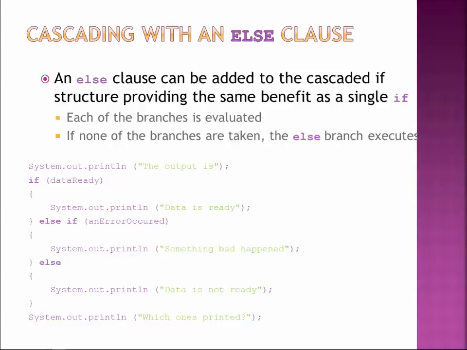So I can say if the data is ready, else if an error occurred, else if we're supposed to keep waiting, else if it's not Christmas yet, else if I just like sitting here wasting time. And then, after all that, I can use a final else branch, which says if none of those conditions are true, then this is what happens.